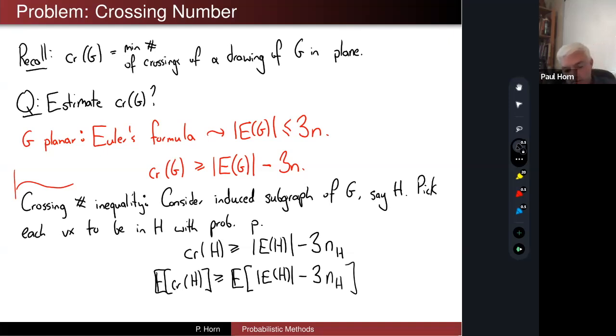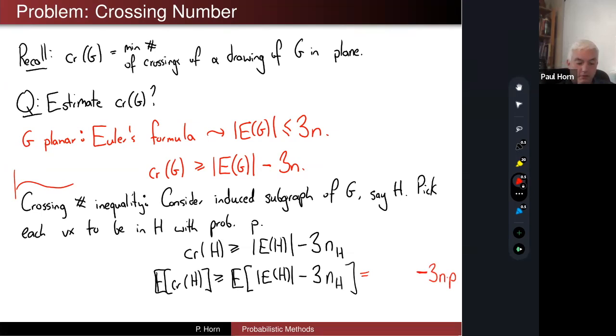Now, I can actually understand one side of this really precisely. The easiest part to understand is just the number of vertices I get. What is the number of vertices? Well, I'm picking them with probability p. So I'm going to get at the end a p fraction of the vertices. That makes sense. Good, hopefully.